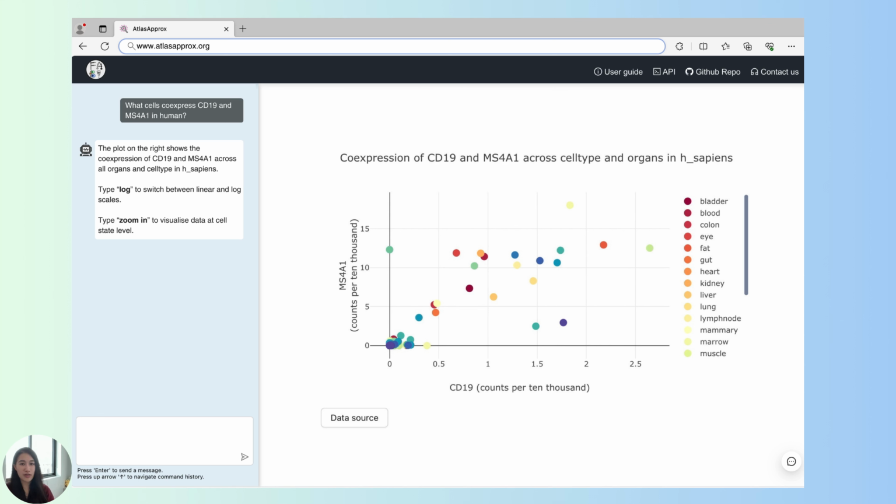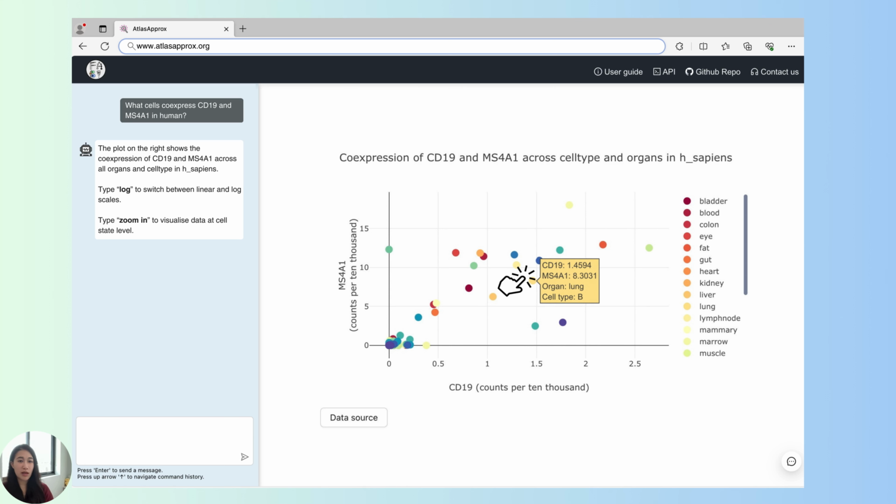The x-axis shows the expression of CD19, and then the y-axis shows the expression of MS4A1, both measured in counts per 10,000 molecules. You can get more details by hovering over a data point.